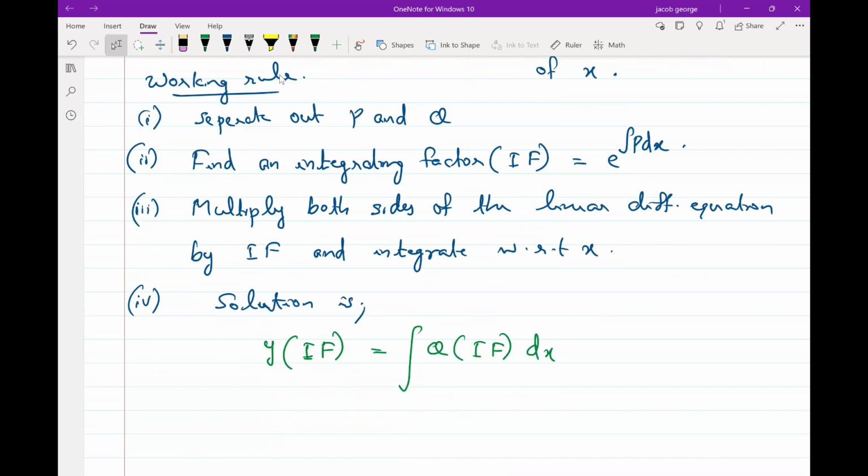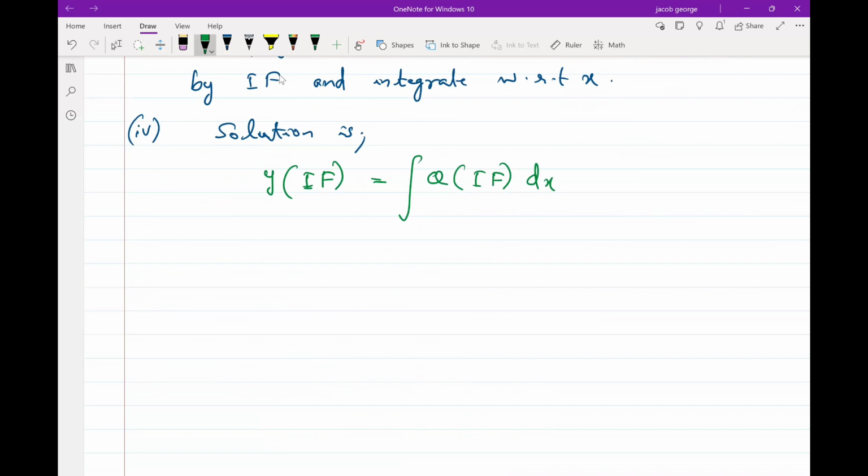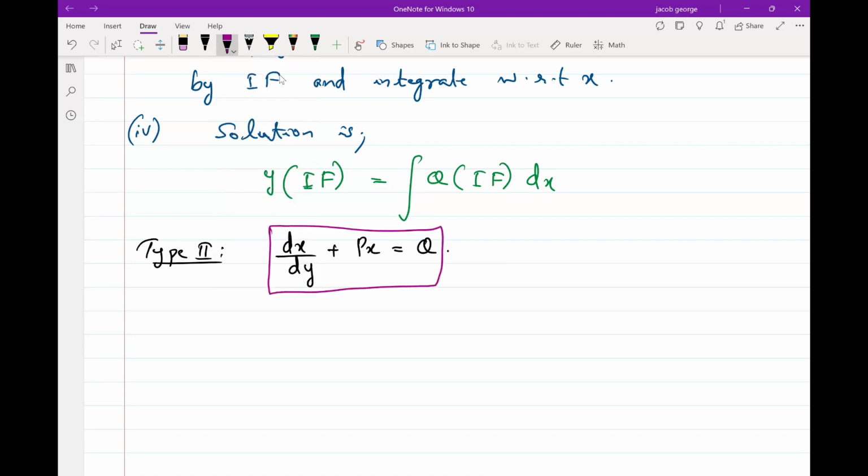Okay, next, type number 2. The same way we have tried type number 1, there is only a slight difference in type number 2. Please write type number 2. Type number 2 is dx by dy plus px is equal to q.